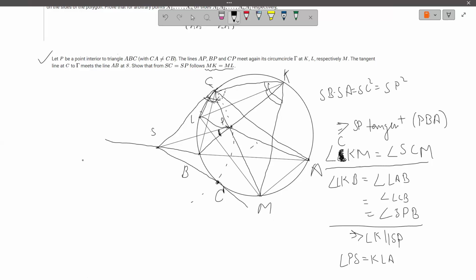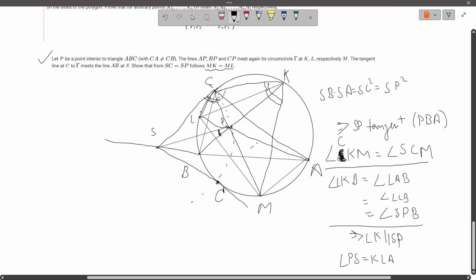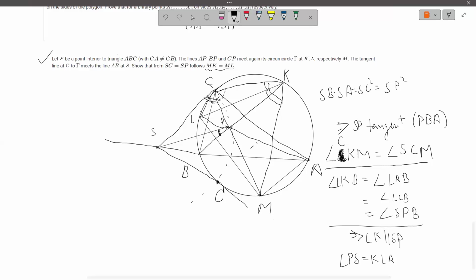But maybe you can do something like, we know that arc AL is equal to 2 times angle AKL, and arc MA plus arc AL is arc ML. So now if we show that ML is equal to MK, we're done. MK is what we need to prove. So the arc of MK is simply the arc of MA plus 2 times angle ALK.